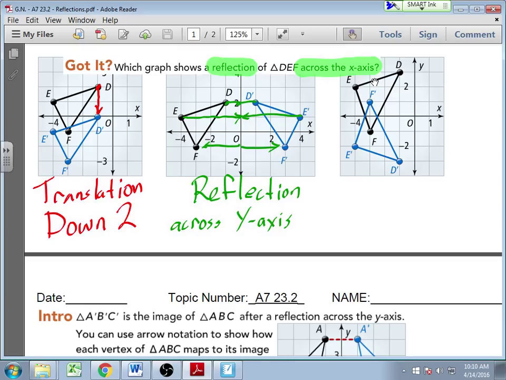How do you know this? What is the point that goofs us up when we're trying to look at this? What point screws with us? F and F prime. F and F prime, right? Because F starts below and F prime is above, which is the opposite of my other points. So D originally is 3 above, D prime is 3 below. It works. E is 2 above, E prime is 2 below. It works. F starts 1 below, F prime is 1 above. Yes, this is a reflection across the x-axis.